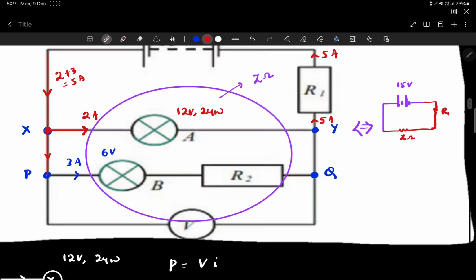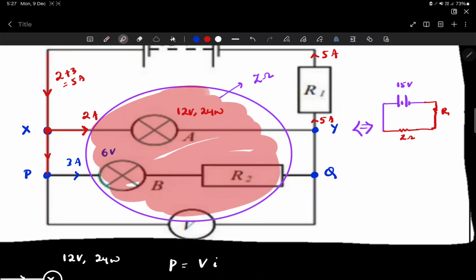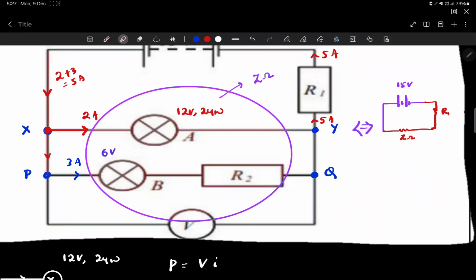Now tell, out of the total voltage 15 volt, what is the potential difference or voltage consumed by Z ohm? Z ohm means always think about the whole combination. Yes, this is your Z ohm. Now tell, what is the potential difference? That is your 12 volt. Already we have calculated, or it is given already. 12 volt. So potential difference consumed by Z ohm resistor, that is your 12 volt.